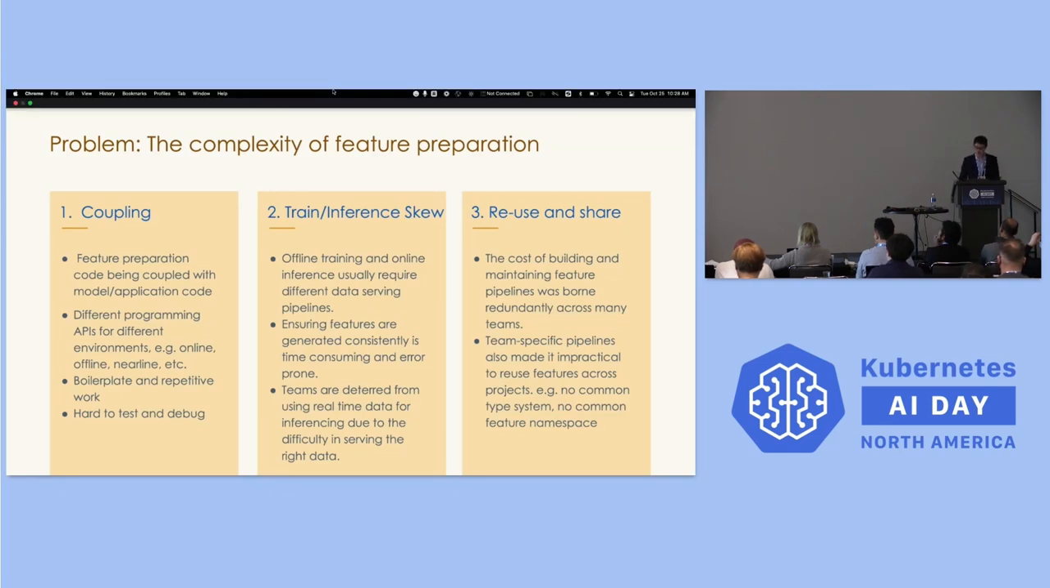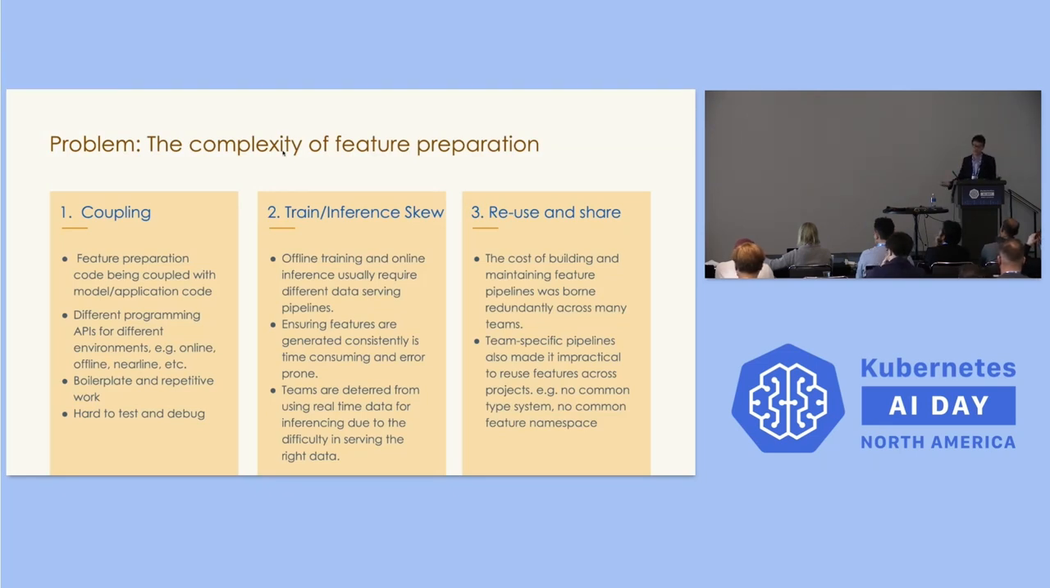So this is the problem statement I summarized based on those observations. There are a couple of issues here. People usually couple their feature engineering into the model, in one whole big pipeline or one whole big notebook to achieve all of it. And then there's training and inference skew. Training data and inference data might not be the same, resulting in skew later on. And there's an organization problem as well. It becomes hard to reuse and share your features across your teams or across your organizations later on.